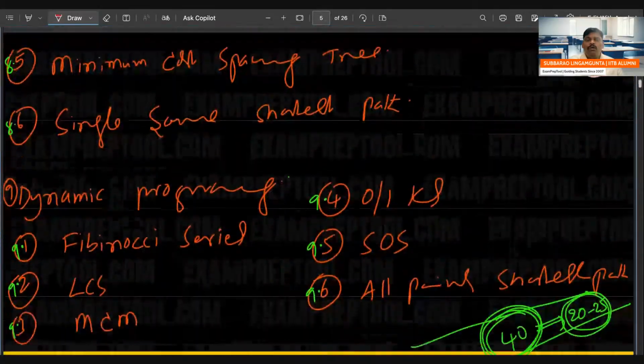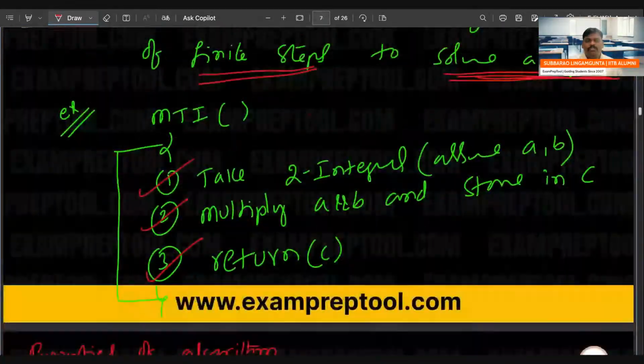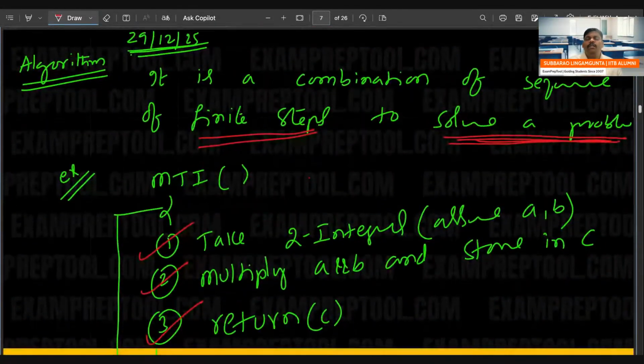Tomorrow we are going to cover time complexity. Today, because it was the start of the class, I just completed the definition.